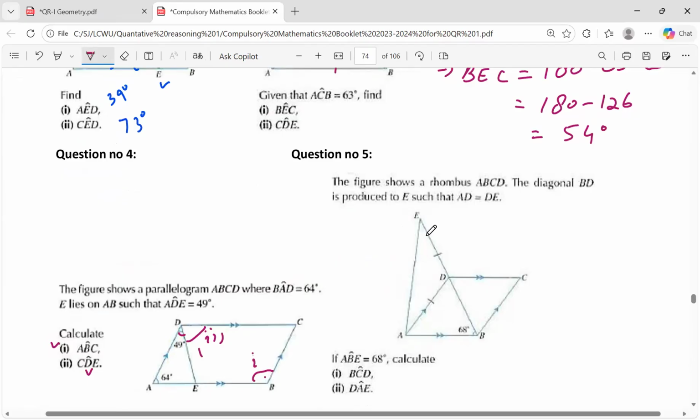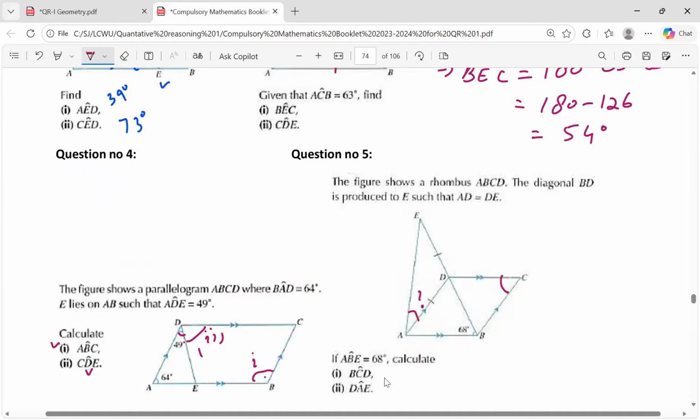So next you have to find such that AD is equal to DE. You are given this angle to be 68 degrees. If angle ABD is 68, calculate angle BCD. You need to calculate this angle, and angle DAE, the angle produced at this one. You need to find these two angles.